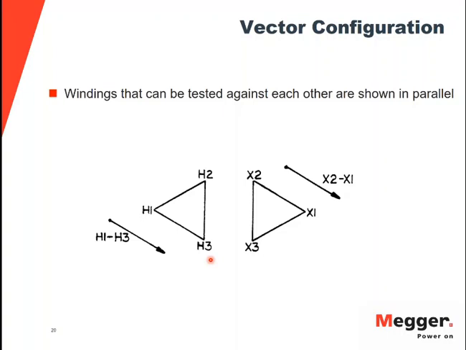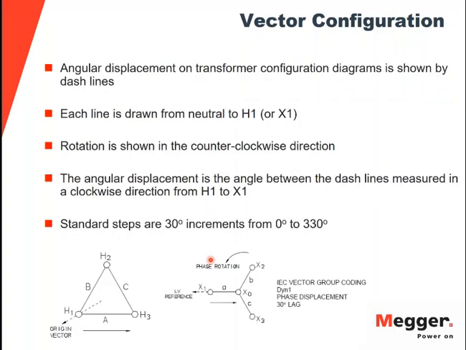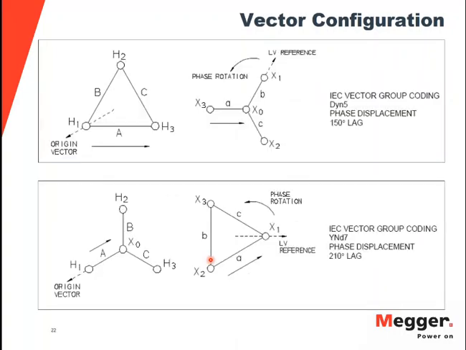So go ahead and advance one more time, or go another one. We'll go to these examples here. So now you see on this one, once again, the top one is a D for delta, yn, and then it's 5 because now that reference from that X0 to X1 vector back to your origin vector on your primary side is 5 times 30 degrees or 150 degrees.